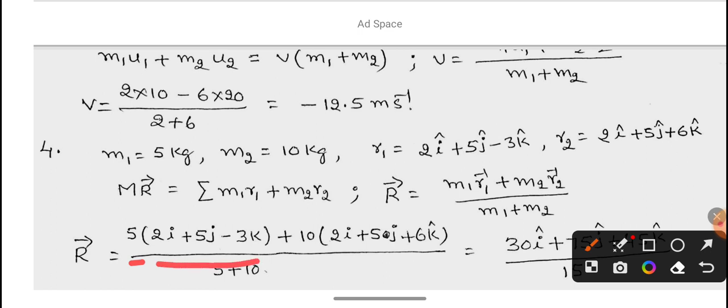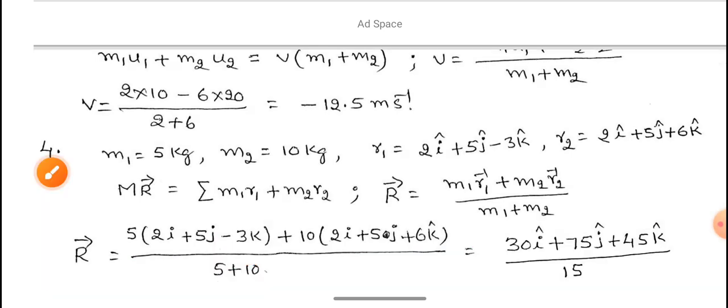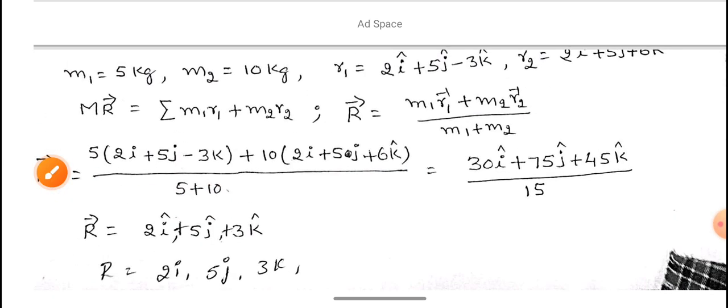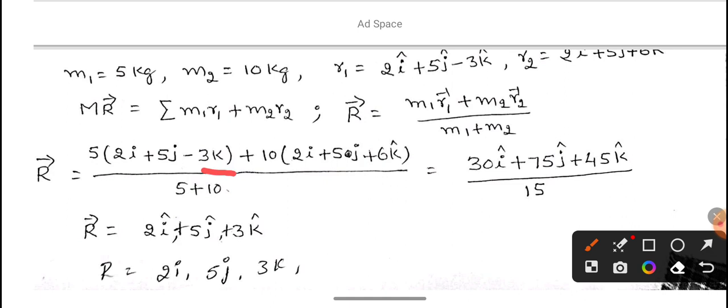2i, the point distribution, 10 into this one, and the mass is 5 plus 10, that is 15. So 5 into 10 is 10i, and 10 into 20 is 20i, that gives 30i. 5 into 5 is 25, 10 into 5 is 50, 50 plus 25 is 75, and the last one, minus 15k. 60k minus 15, if you remove this 60, that is 45k divided by 15.